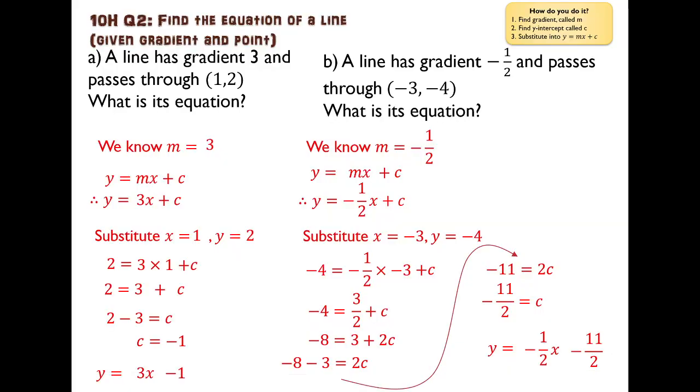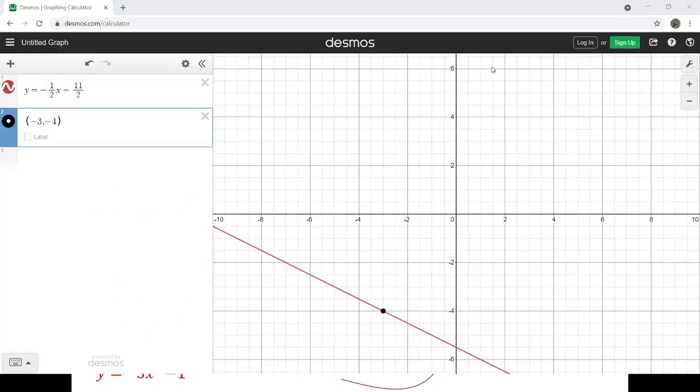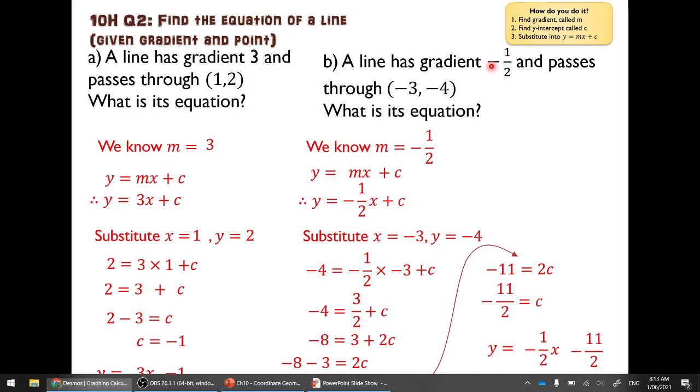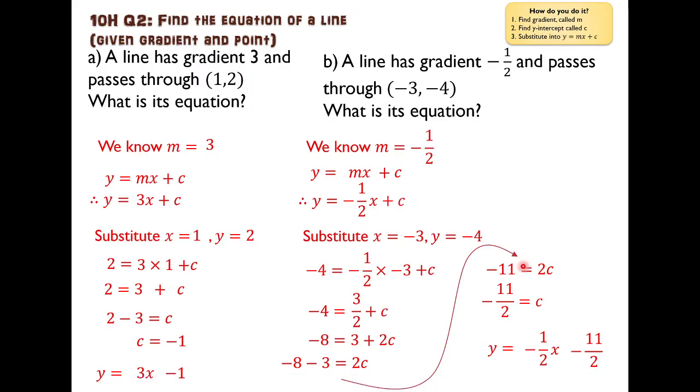And we also want to check that the gradient is negative a half. In other words, the gradient goes down because it's negative, tick, and it's a half because if I move across 1 unit, I go down half a unit, tick. So we've solved the question. Whew, that was a tricky one. Anyway, that is how to find the equation of a line if you're given a gradient and a point, even if you're given fractions and negative numbers.